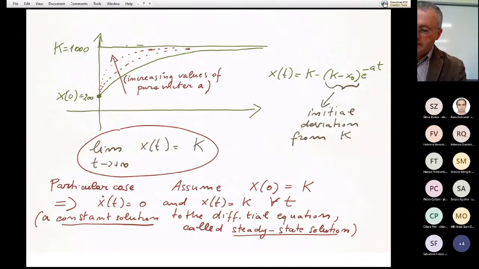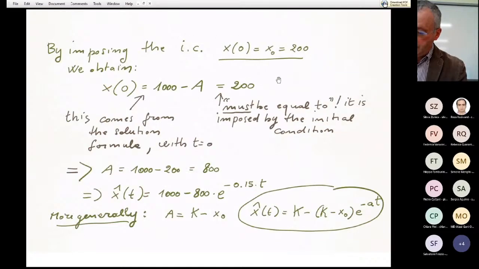Since the coefficient that multiplies t in the exponent is negative, what happens here? As t increases, this factor becomes smaller and smaller. So what is left in the long run is only the carrying capacity, because this part becomes smaller and smaller and goes to zero. So what goes to zero in this model is the deviation between the carrying capacity and the level of the variable. It goes to zero because our variable gets closer and closer to the carrying capacity.